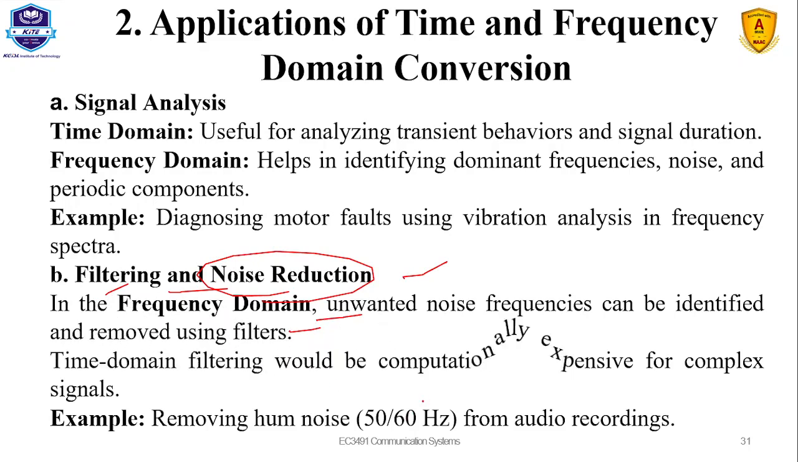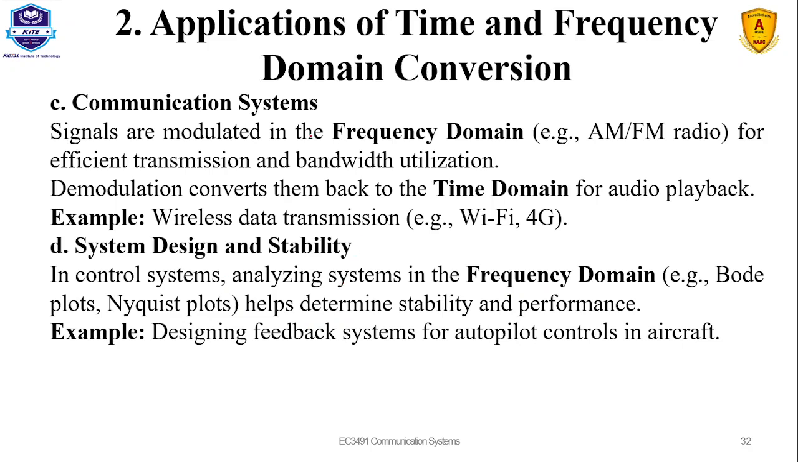So, in case of any application with respect to systems, we can go for this filtering effect and noise reduction techniques. And in the case of communication systems, we can say in the frequency domain, for example AM, FM radio. So the effective transmission and bandwidth utilization all depend on this conversion factor. And demodulation is the part which converts back to the time domain signal itself. It is also applied in system design and stability.